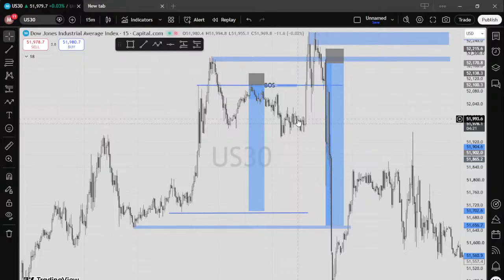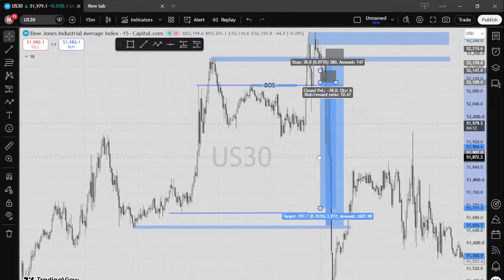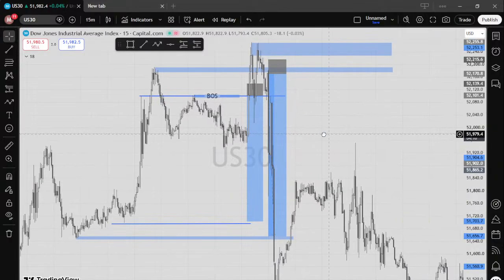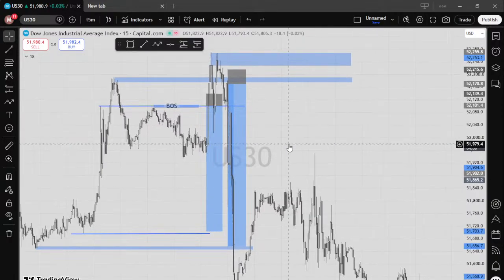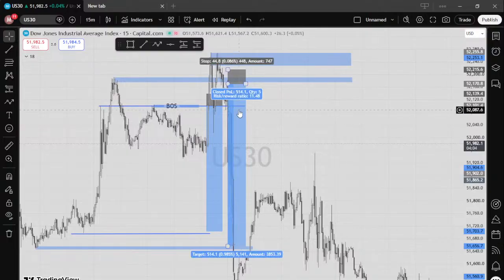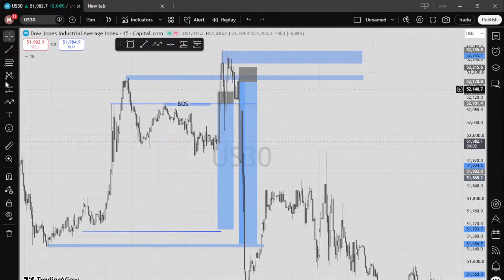Now, you guys are wondering how I took the trade on this break of structure zone. Basically, this is what happened here. I wasn't too sure about this trade, so I wanted a retest and also a structure.